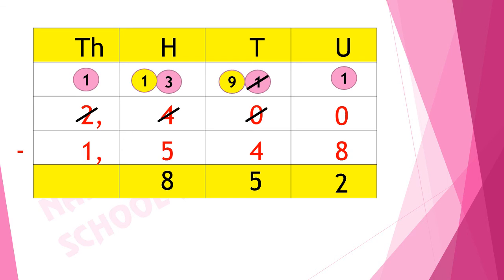Now we will move towards thousands. We have to subtract 1000 from 1000. If we take away 1 out of 1, we are left with 0.